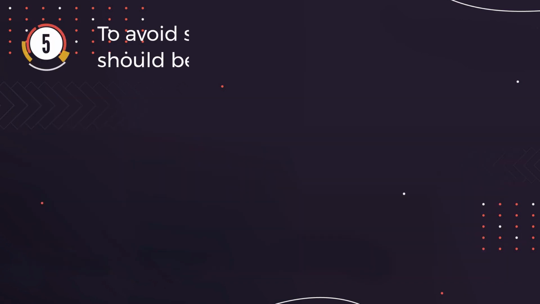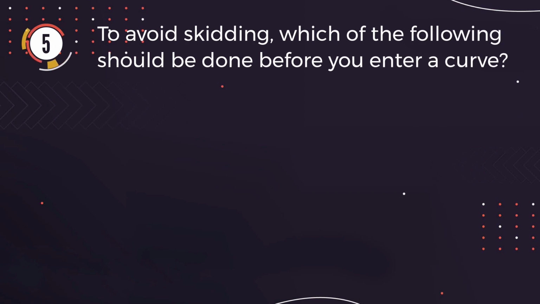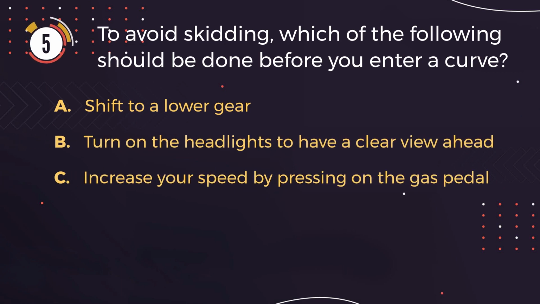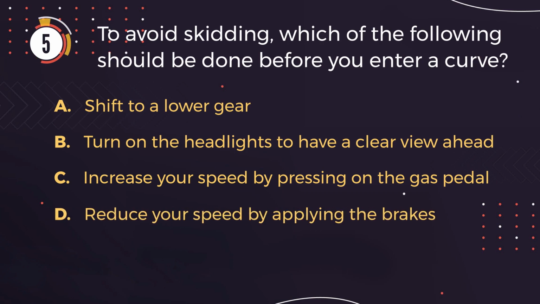Number 5. To avoid skidding, which of the following should be done before you enter a curve? A. Shift to a lower gear. B. Turn on the headlights to have a clear view ahead. C. Increase your speed by pressing on the gas pedal. D. Reduce your speed by applying the brakes.